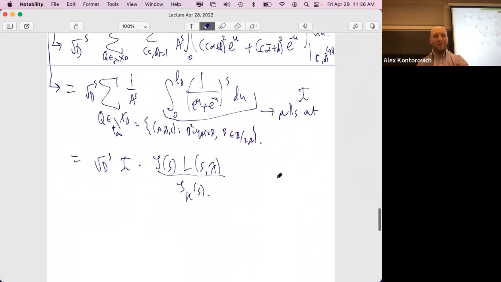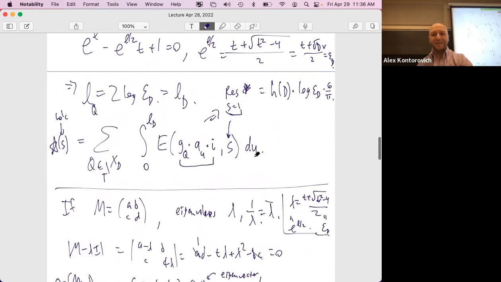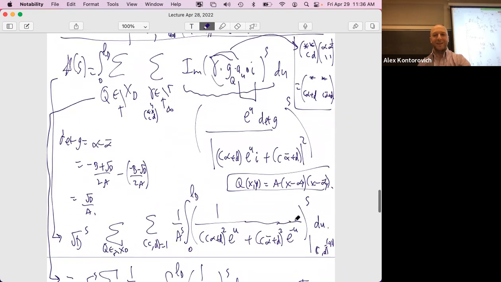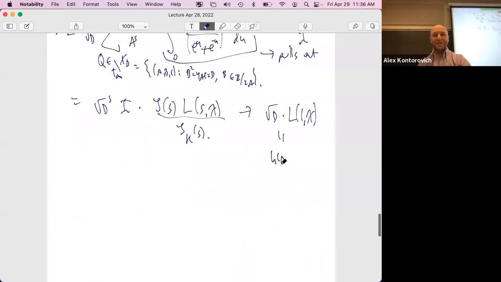Now we take residues. This thing gives us L(s, chi). This thing gives us our root D. This is a constant. So we get root D times L(1, chi) on this side. On the other side, we got class number times regulator, h(D) times log epsilon.